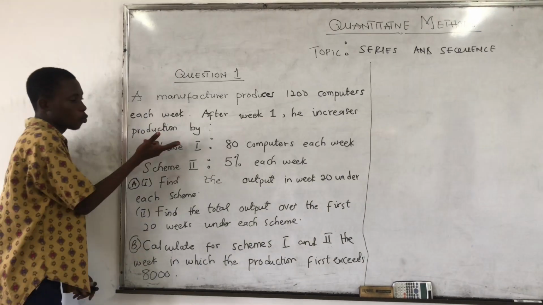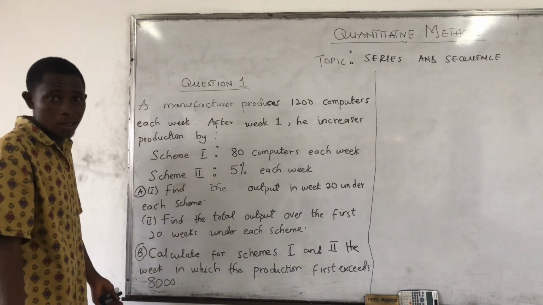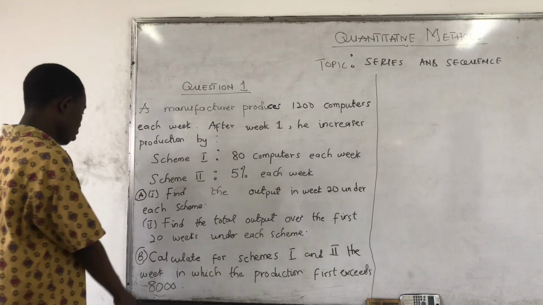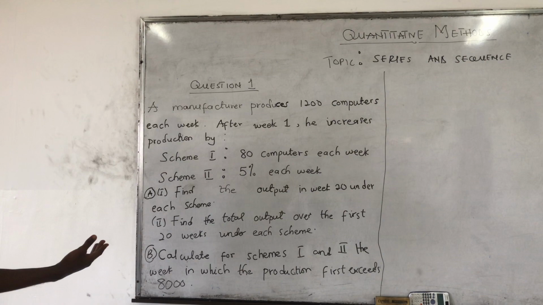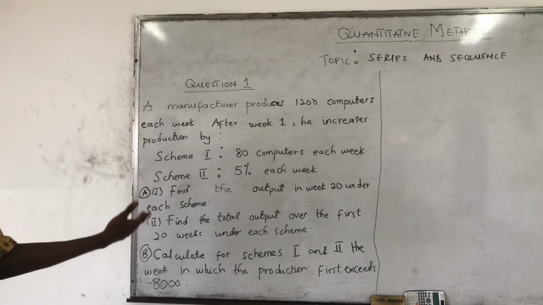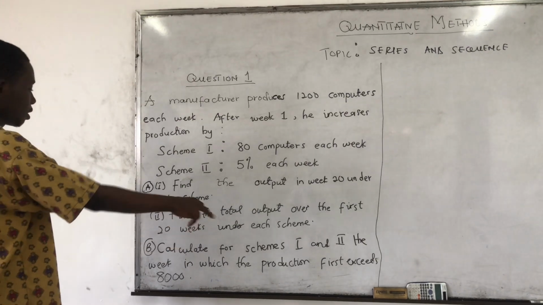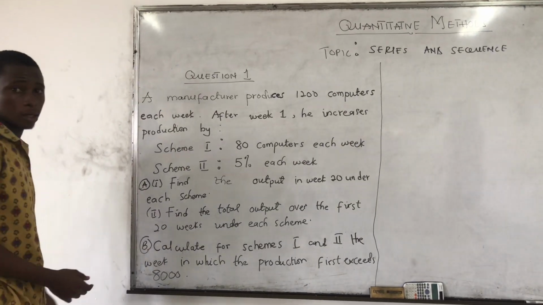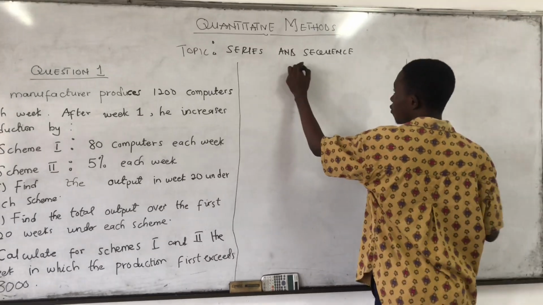Meaning that with scheme 1 and scheme 2, we are finding the total output. Now with part B, calculate for schemes I and II the week in which the production first exceeds 8,000. I got it. So now let's start solving the question. We have the solution.